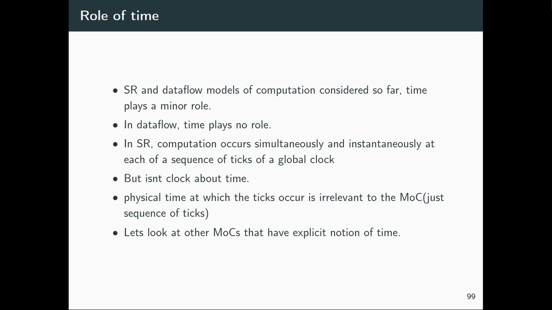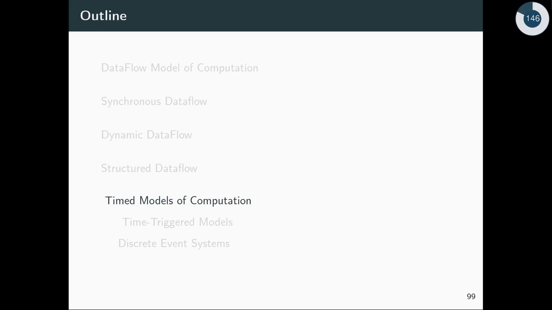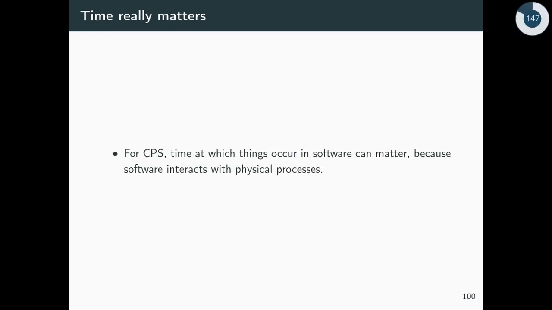When a clock ticks, it performs some action. It doesn't matter when the tick of the clock has to occur. The physical time at which the ticks occur is irrelevant to the model of computation, just like the sequence of ticks doesn't matter. So let's look at other models of computation that have an explicit notion of time. We are going to talk about some timed models of computation like time triggered models and discrete event systems, and we are going to focus more on the discrete event systems.